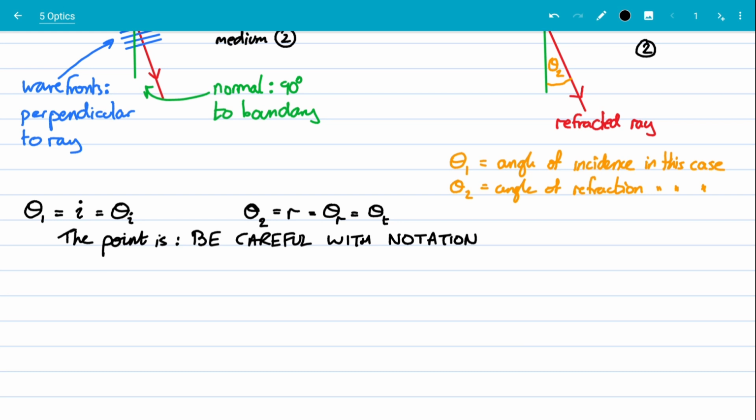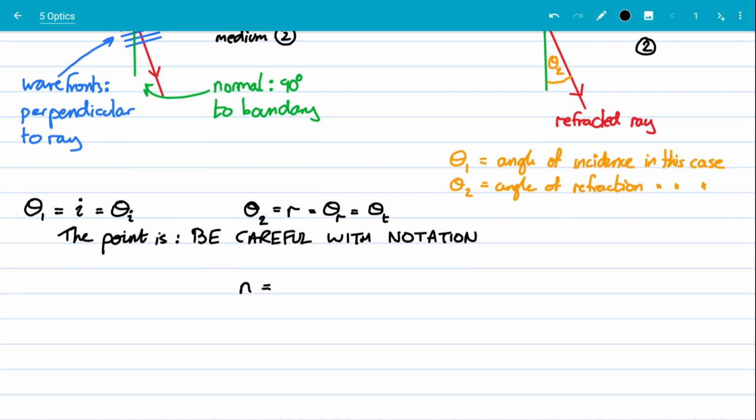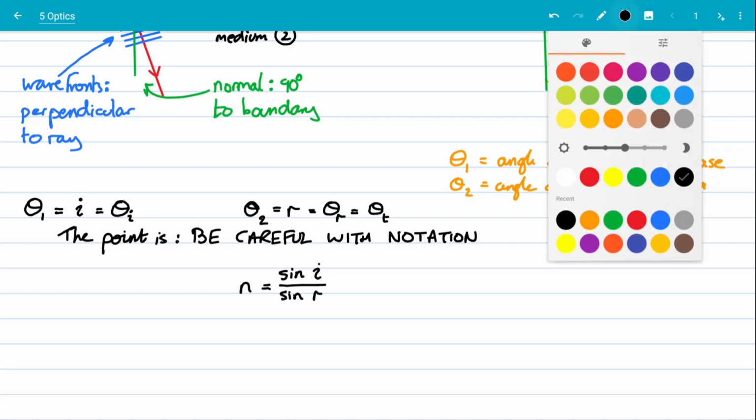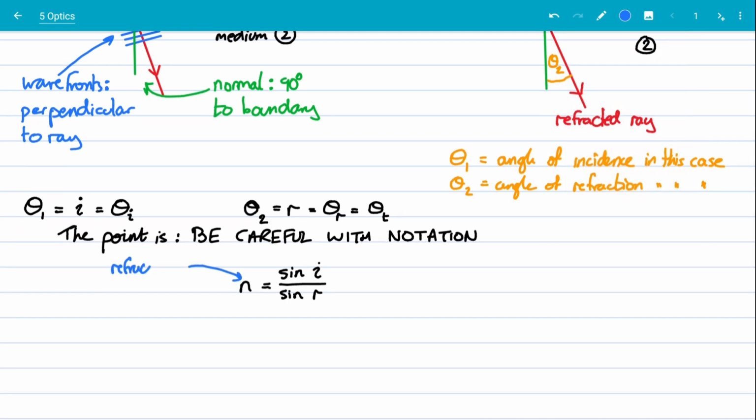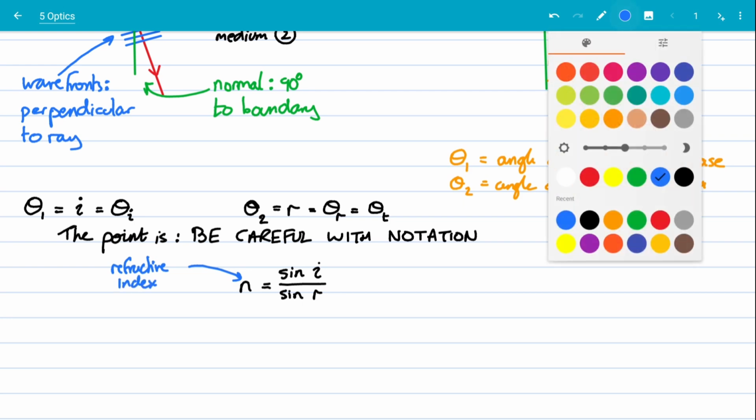Now, people who may have studied the IGCSE will have met a version of Snell's law. GCSEs now don't tend to include it, but GCSEs used to include it, which was written as n equals sin i divided by sin r, where n was the refractive index. Refractive index. There's actually a better definition of n.